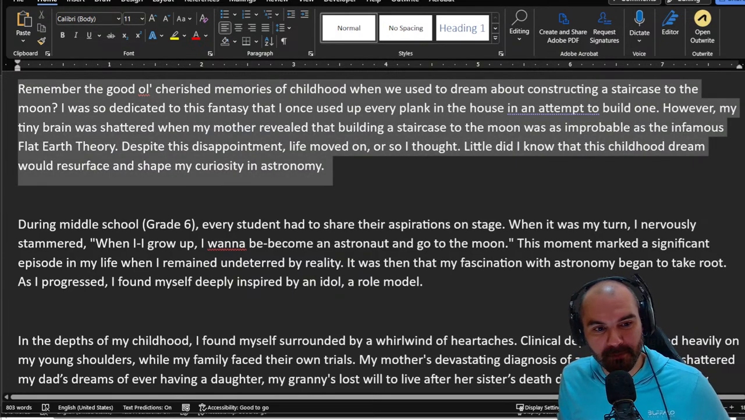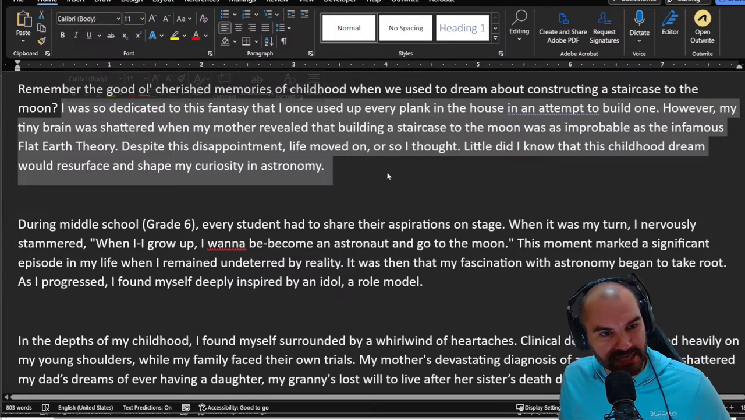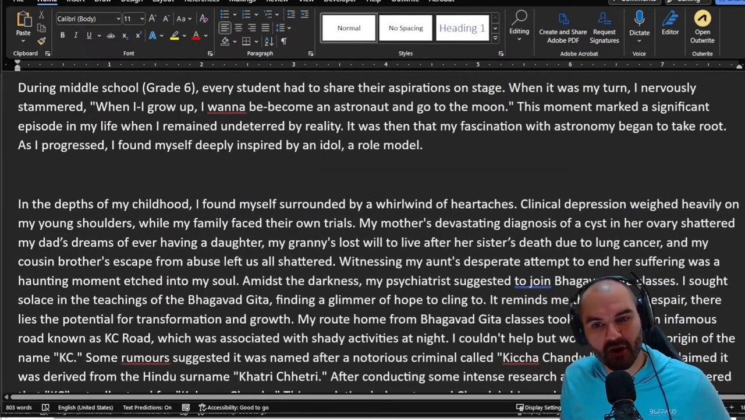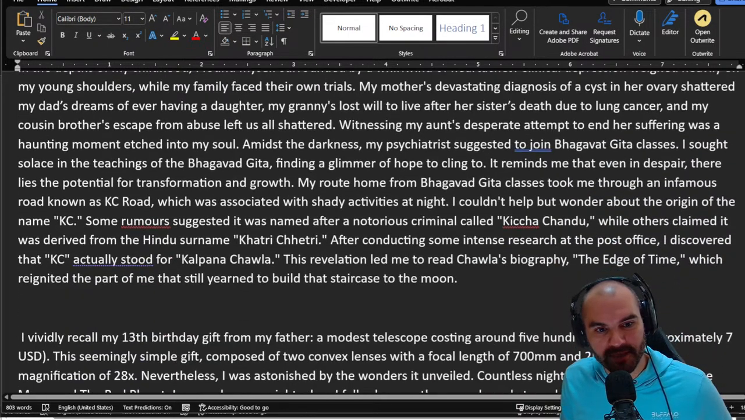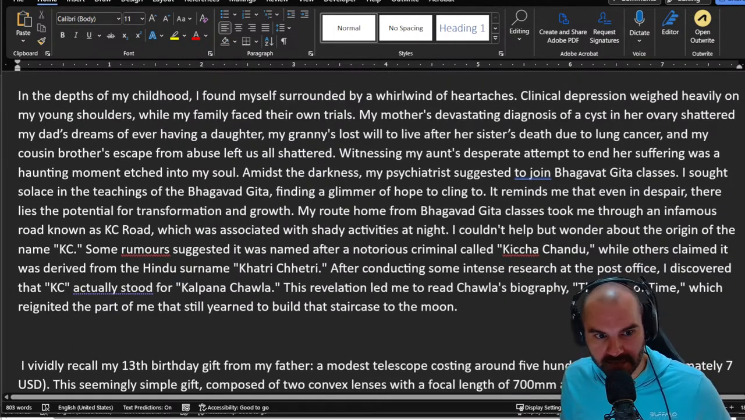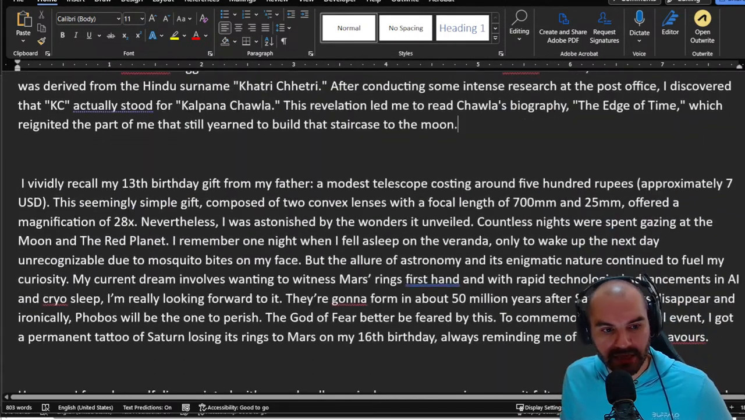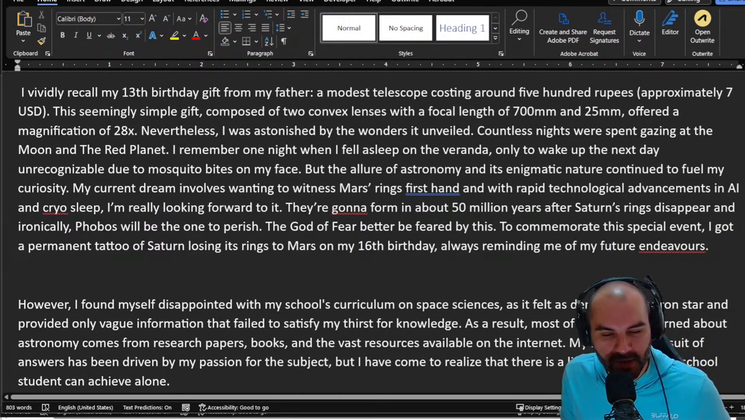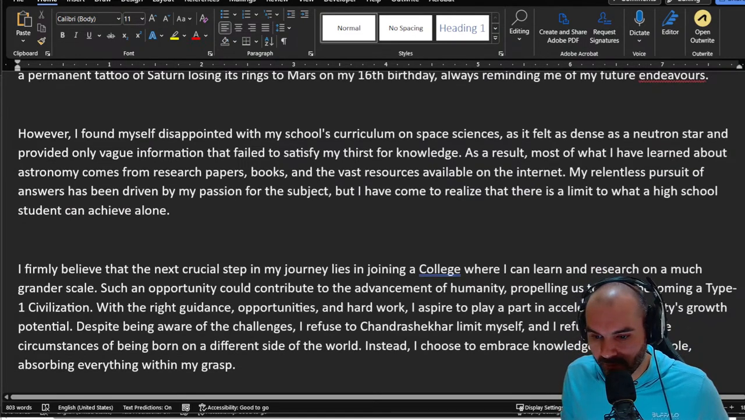And I think you could flash back to this. You could open with the tattoo and cut back to this idea of wanting to build a staircase to the moon. And even though it was impossible to do physically, you've had this interest ever since in space and getting to space and being involved in it. And that tattoo is a symbol of that interest and your dedication to the topic. And I think that'd be very cool.